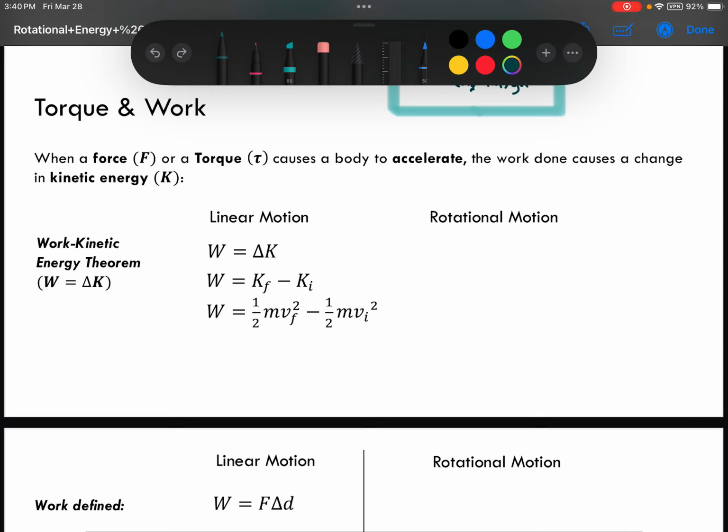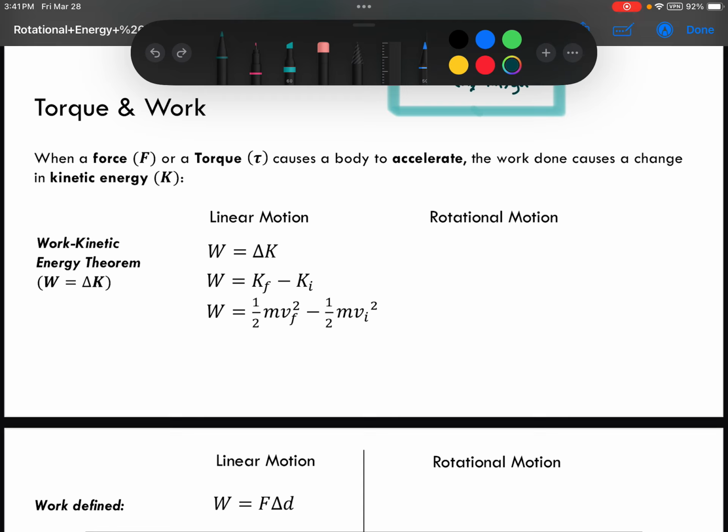Let's continue to tie our ideas of rotational motion back to topics we've previously discussed. So when a force or a torque causes a body to accelerate, the work done causes a change in kinetic energy, and that's our work-energy theorem, right? For linear motion, work is the change in kinetic energy, which is the final minus the initial kinetic energy. And of course, each of those kinetic energy terms is 1/2 mv squared.